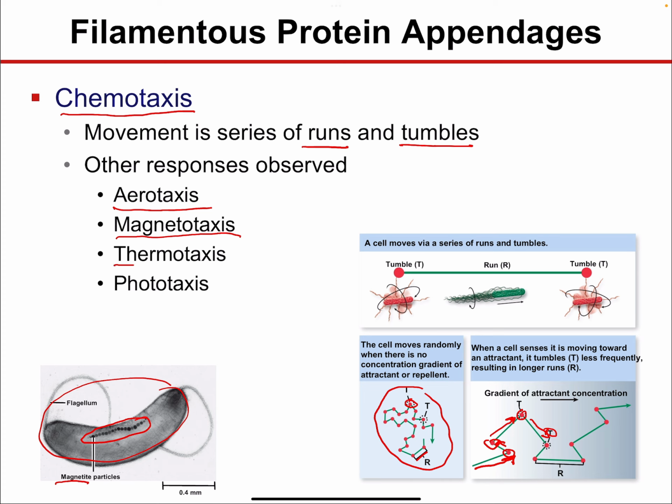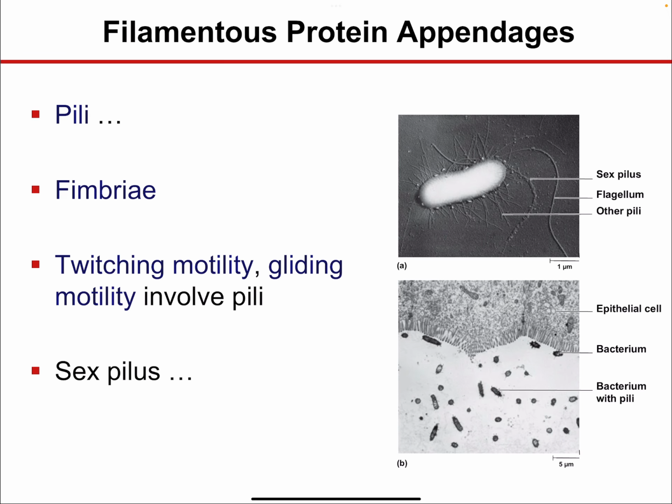We have thermotaxis. A cell that likes high temperature is going to flee from the cold and go toward high temperatures. Phototaxis: basically, cells are going to go from areas where there is no light toward areas where there is light, right? And now let's address the pili.